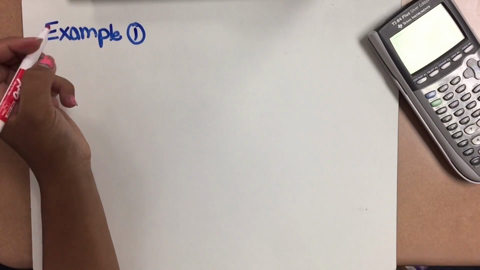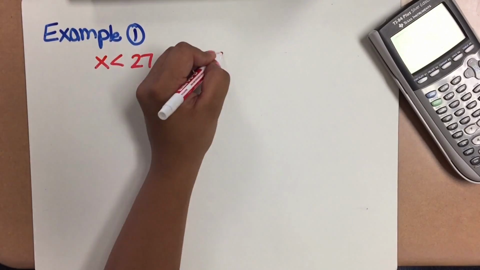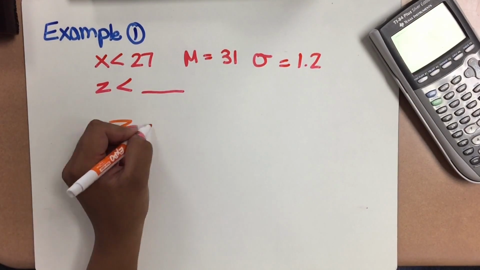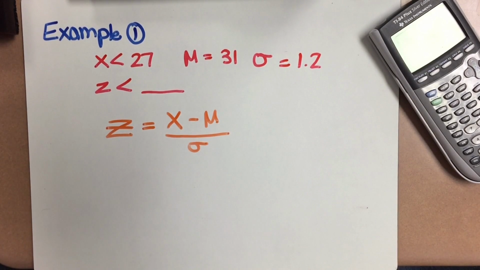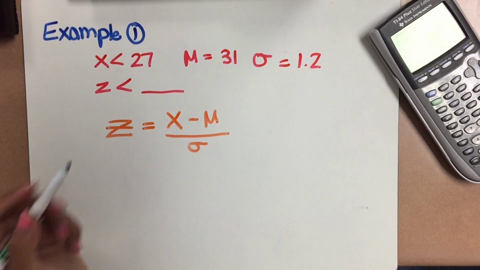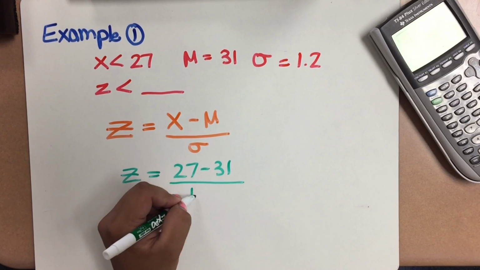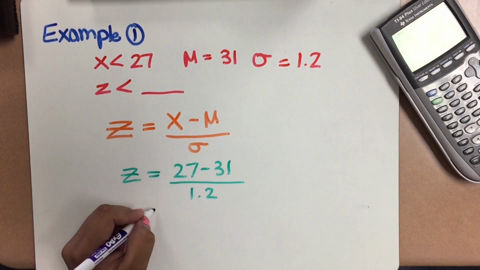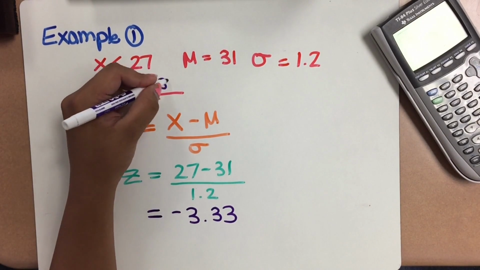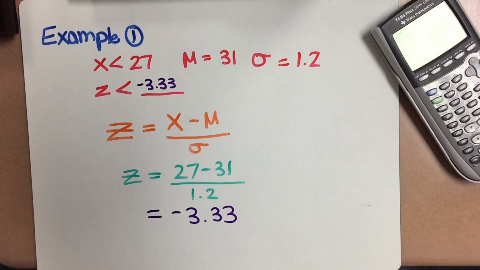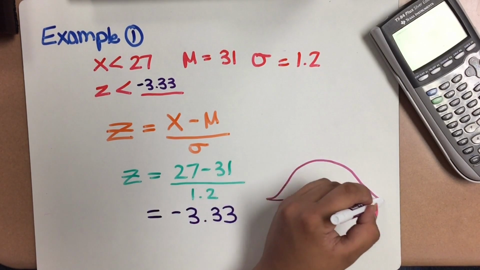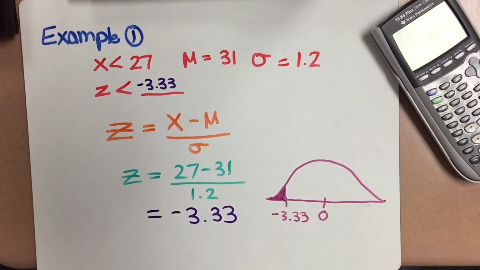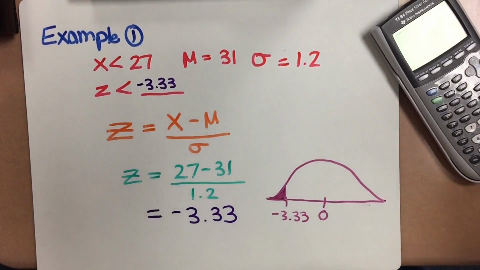For example 1, x is less than 27, the mean is 31, and the standard deviation is 1.2. First, plug in the values into the equation, then do the math and calculate the z-score, which turns out to be negative 3.33. Since x is less than 27, you shade the left side of negative 3.33.